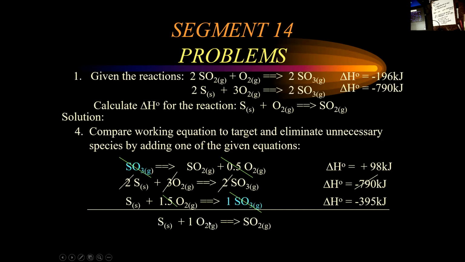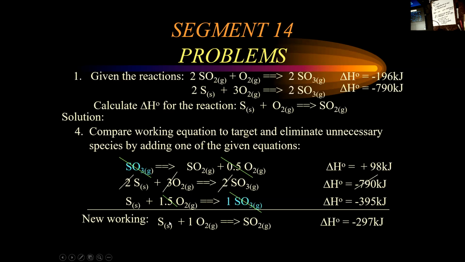So when I combine all of this and reduce to the smallest set of coefficients, I get sulfur plus 1 oxygen goes to SO2. Now this is my new working equation. And that's the heat it would have by just adding these together. I get this heat value. Now, that's my new working equation.